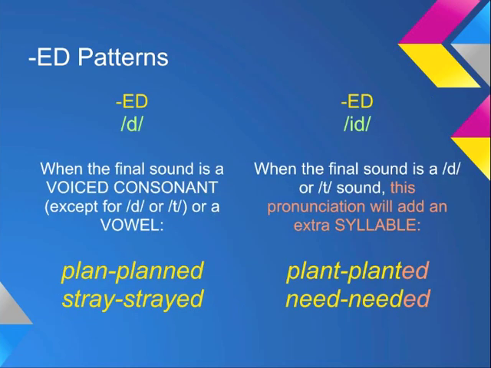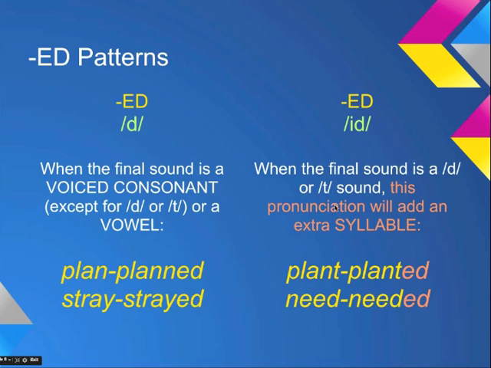The other 2: one, when the ed sounds like a d sound. This is used when the final sound is a voiced consonant, except for the d or t consonant sounds, or a vowel. For example, plan becomes planned with a d sound. Stray, strayed.